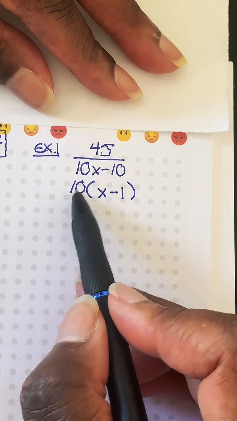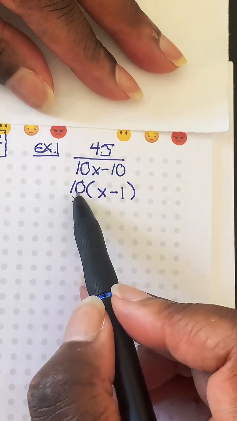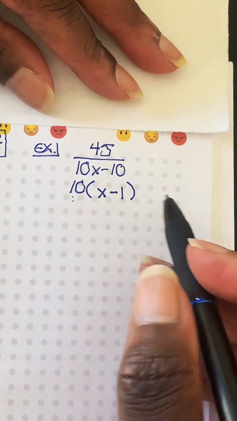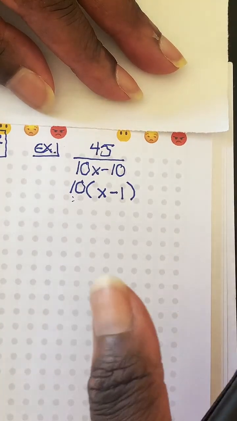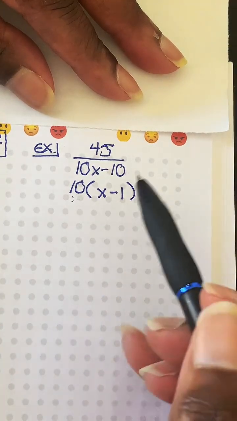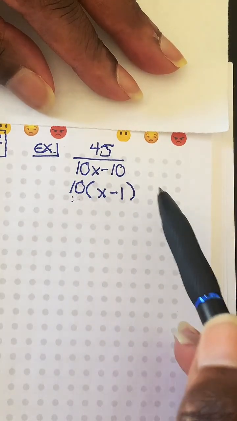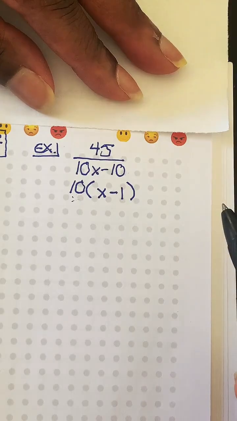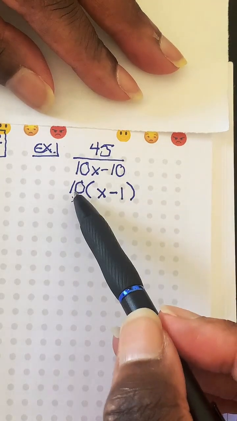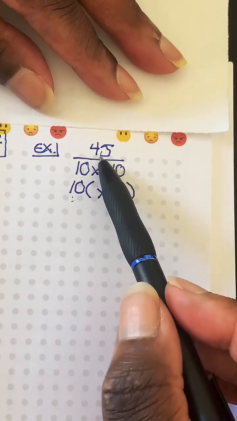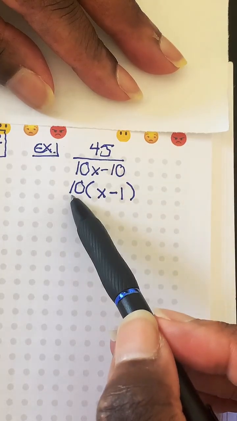Because we factored out this 10, we can actually simplify this. And I know some people are like, oh, it's 4.5. Don't worry about the decimals, okay? Majority of the times when you see it in rational form, if you see it as a fraction, they probably want to keep it as a fraction unless it's a whole number. So instead of putting it as a decimal, we look to see what 45 and 10 have in common.